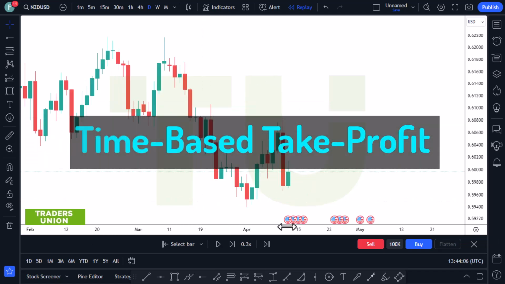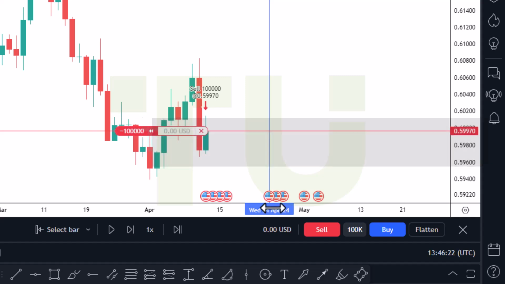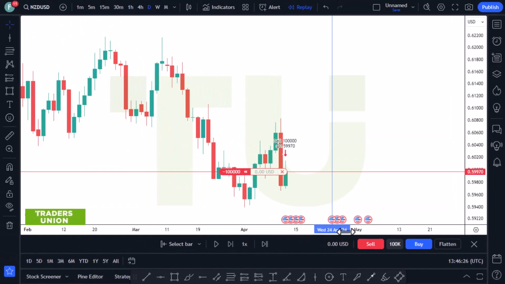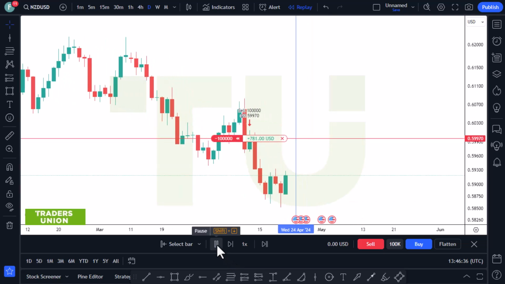Time-based take-profit is particularly useful if you want to limit your exposure to market volatility or if you're trying to capitalize on specific market conditions that you expect to expire at a specific time.